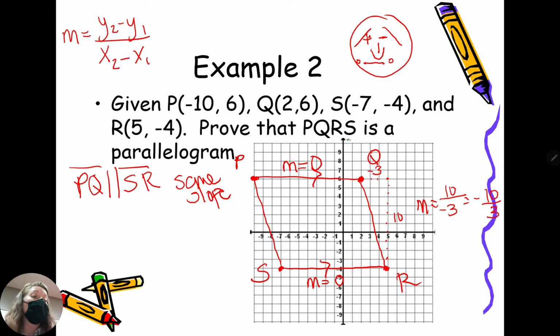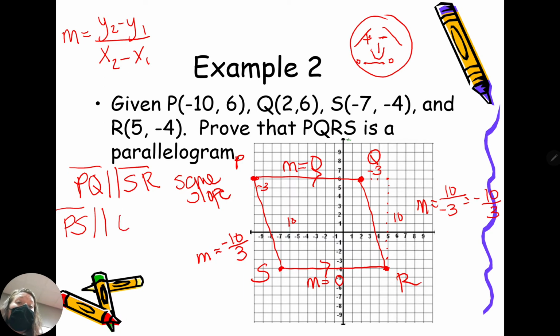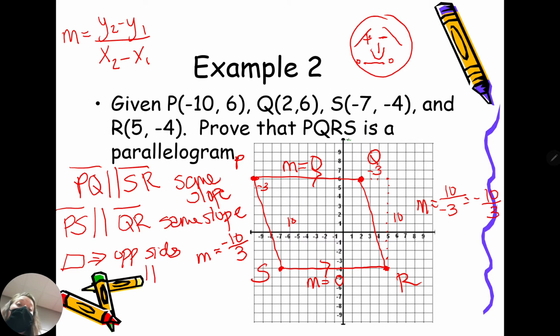We can just put that negative out in front. I'm going to do the same thing between SP. So we're going to go up 1, 2, 3, 4, 5, 6, 7, 8, 9, 10. So we went up 10, and then over 1, 2, 3. Again, that's a negative. So our slope is negative 10/3. And look at that, same slope, parallel lines. So PS is parallel to QR. Same slope. We have opposite sides parallel. So this is a parallelogram. Why? Opposite sides parallel. Okay.